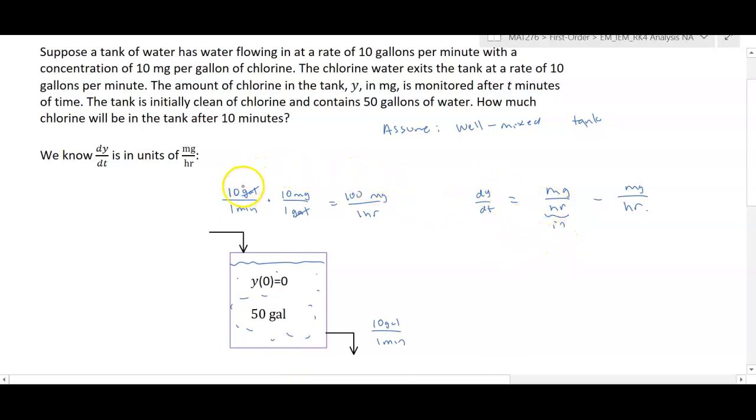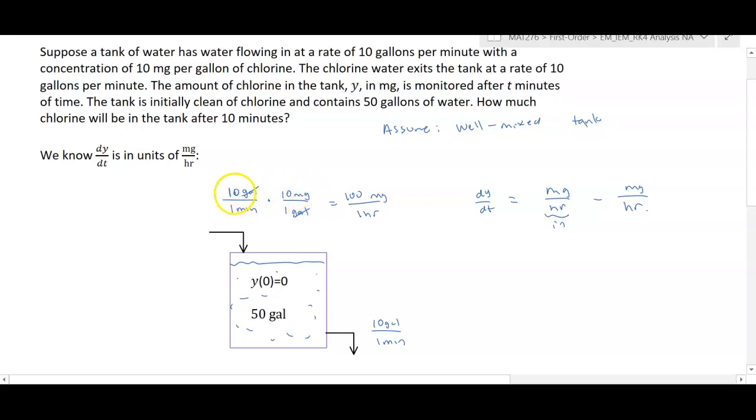So in terms of what's coming in, we have to convert into the units that we want for our dy dt. In this case, 10 gallons for every minute, 10 milligrams in every gallon. Well, if there's 10 gallons coming in, that means each of them gets 10 milligrams.